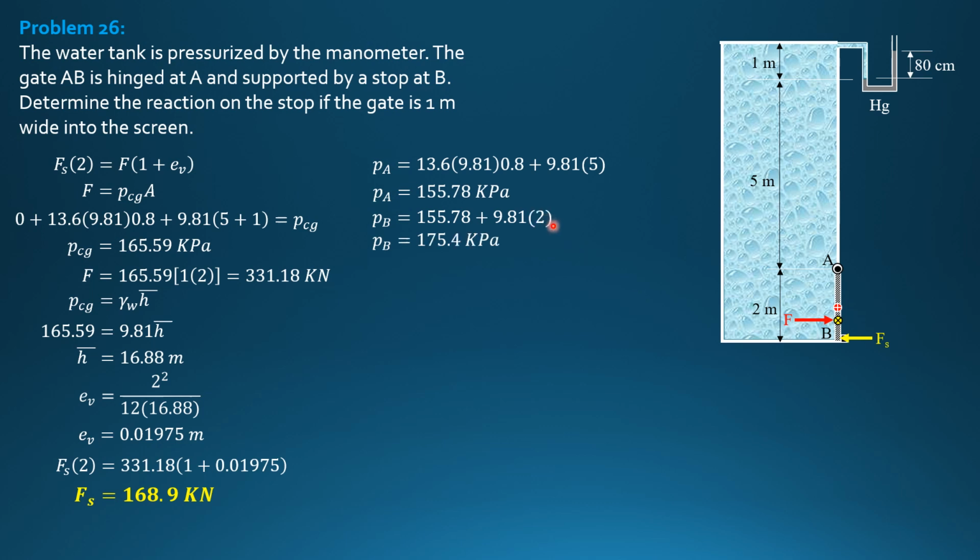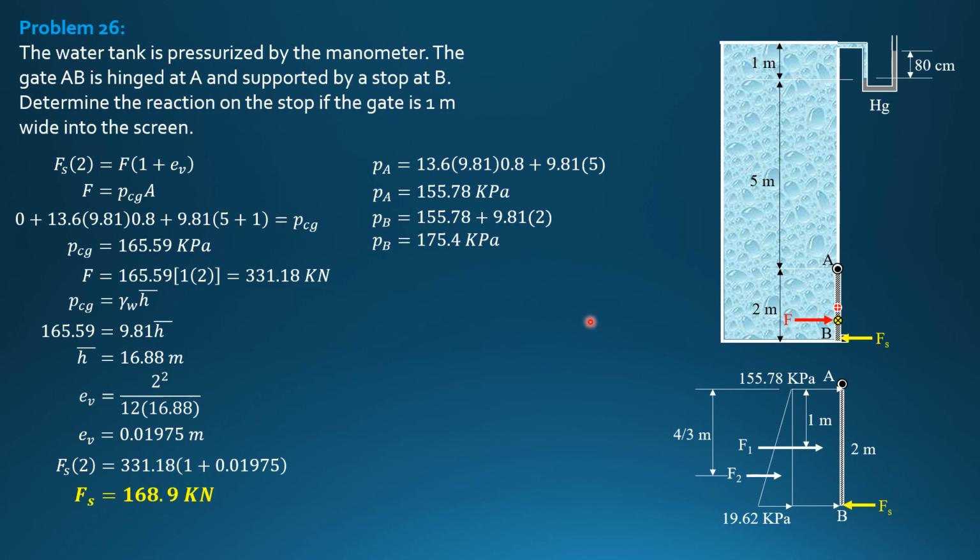So this is the additional pressure, 9.81 times 2 only. 155.78 plus 9.81 times 2. So the pressure at B is 9.81 times 2 or 19.62 kilopascals greater than that at A. So if we draw the pressure diagram and use volume instead, this is 155.78 uniform pressure. Then the pressure at the bottom is 155.78 plus 19.62. This 19.62 is 9.81 times 2. Again, we will not show the reactions at the hinge. They are not involved in our moment summations.